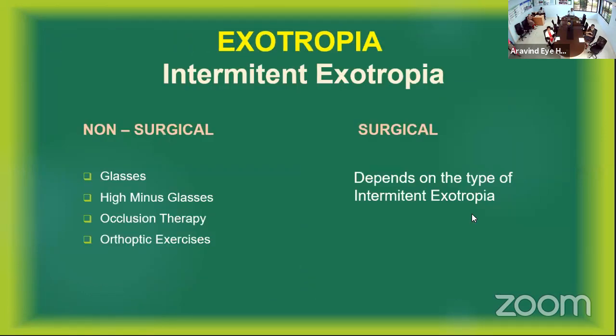So with that, we'll come to our next important topic, which is exotropia. The most common types we see are intermittent exotropia and then sensory exotropia. We'll deal mainly with intermittent exotropia. In intermittent exotropia, we have both non-surgical and surgical management. The non-surgical part includes glasses, high minus glasses, occlusion therapy, and orthoptic exercises. Surgical intervention depends upon the type of intermittent exotropia that we see.